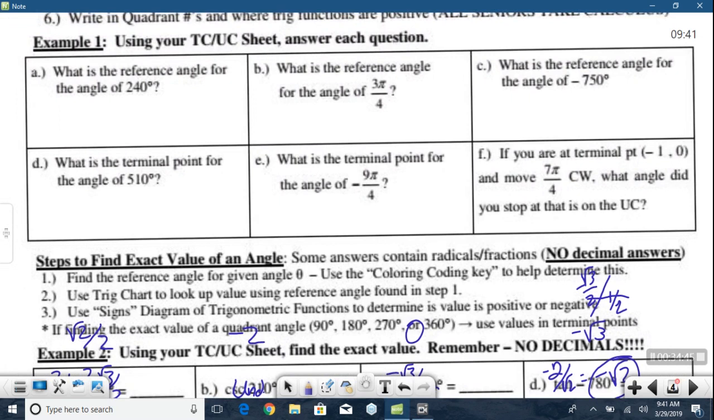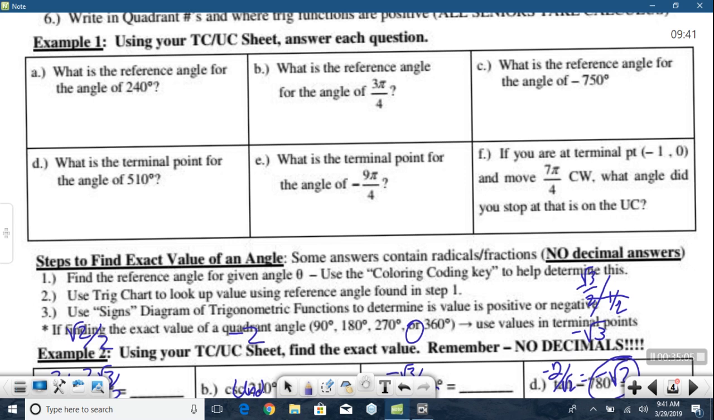Mr. Cobb, what are your tips for learning the radians that aren't 90, 180, and 270? Memorization. There's a couple tricks, and I'll show you guys in a second. The second ones are easy, but you probably won't remember these.